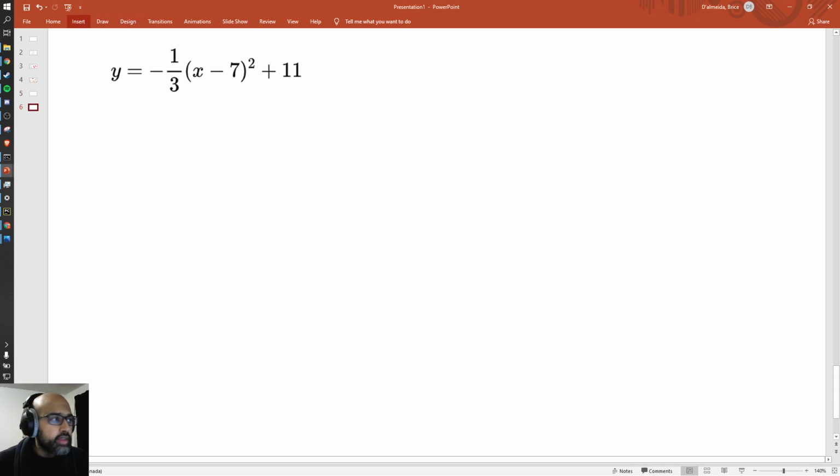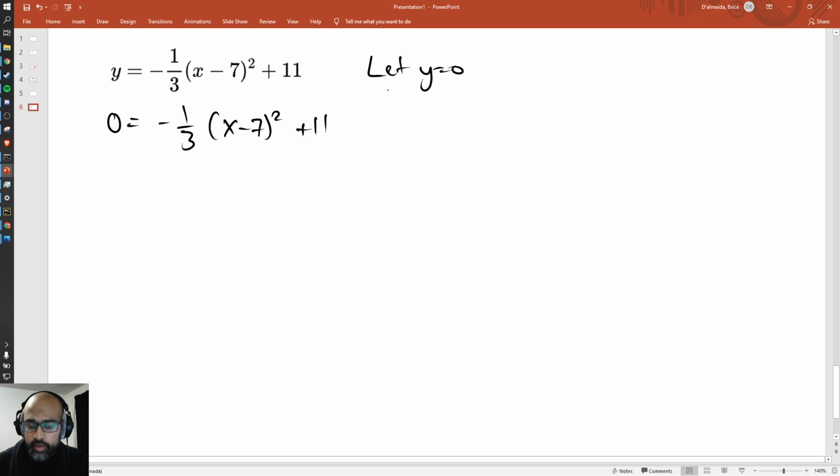Since we're trying to find the x-intercepts of this, let's make a statement first. So let y equal 0, because those are where we find our x-intercepts on the x-axis. 0 is equal to negative 1/3 (x minus 7) squared plus 11. From here, we want to slowly isolate for the x. Imagine we are solving an equation. Well, we are. We need to, step by step, move everything to the other side to isolate for x. We can do this because x only occurs in one location. In standard form, we don't have that luxury because we have multiple places where x exists.